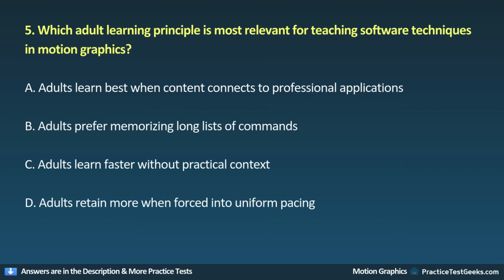5. Which adult learning principle is most relevant for teaching software techniques in motion graphics? A. Adults learn best when content connects to professional applications. B. Adults prefer memorizing long lists of commands. C. Adults learn faster without practical context. D. Adults retain more when forced into uniform pacing.